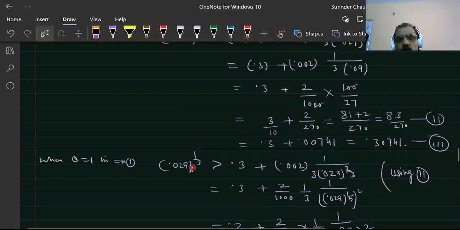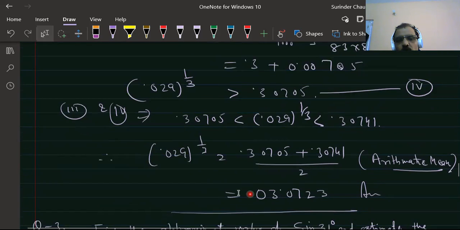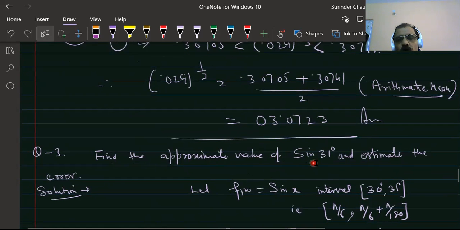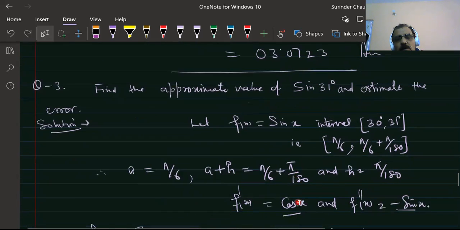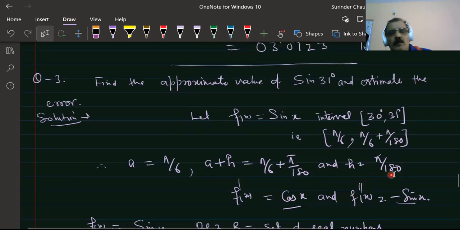This value is greater than the root of 0.027, so the value is to be approximated. Again, find the approximate value of sine of 31 degrees and estimate. f(x) is sine of x, the interval is 30 to 31 degrees, which is pi by 6 to pi by 6 plus pi by 180 radians. Now a is equal to pi by 6, and h comes out to pi by 180, so f dash comes out as cos x, and f dash is equal to minus sine of x.